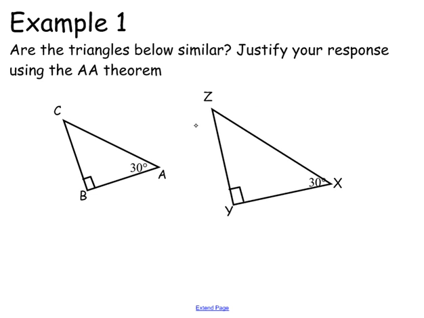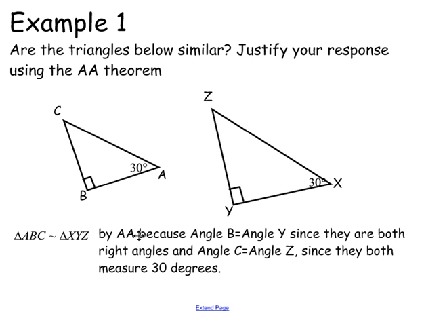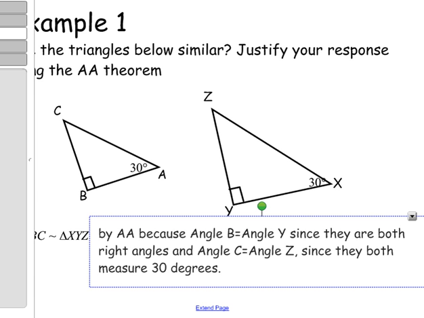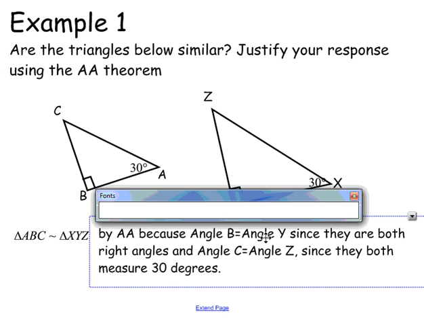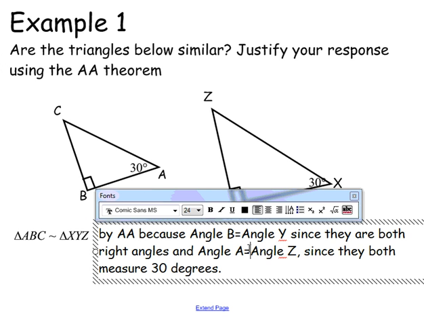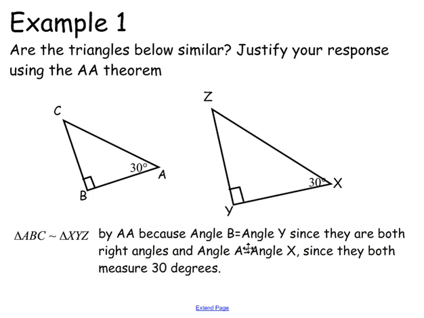We could say these two triangles are similar. We could say triangle ABC is similar to triangle XYZ, and here's why. By the angle-angle theorem, we know that angle B is congruent to angle Y, since they're both right angles, and we know that this is actually supposed to say angle A congruent to angle X, so let me go ahead and change that. Angle A is congruent to angle X, since they both measure 30 degrees.